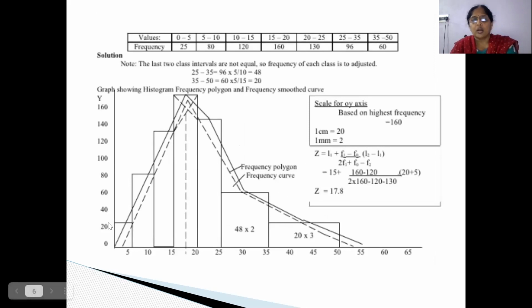So whatever shape we are going to get, that is considered as the frequency polygon. By connecting the same points by a freehand curve, whatever curve we are going to get, that is considered as the frequency curve.